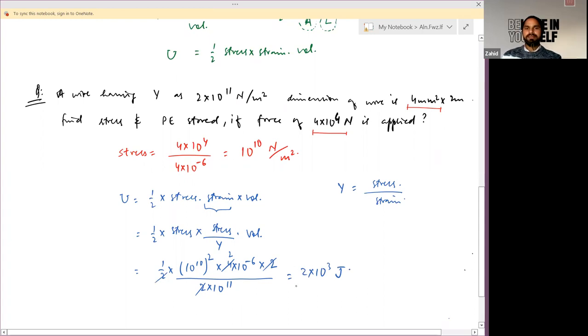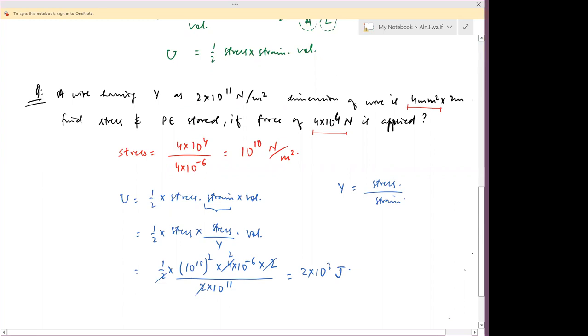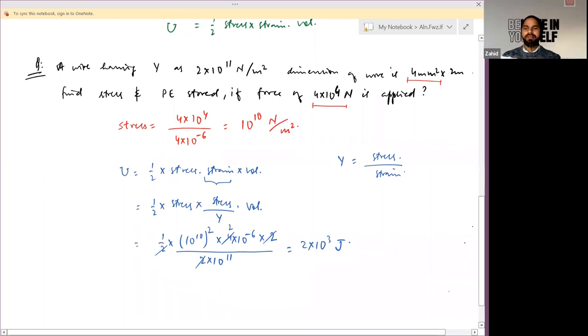You have done like this? Or you first calculated strain and then put the value of the strain in this part? Yes, sir. So first I have calculated the value of strain. Okay, okay.